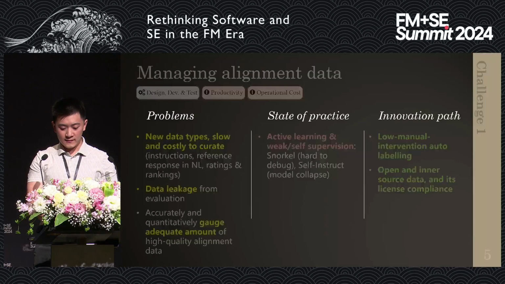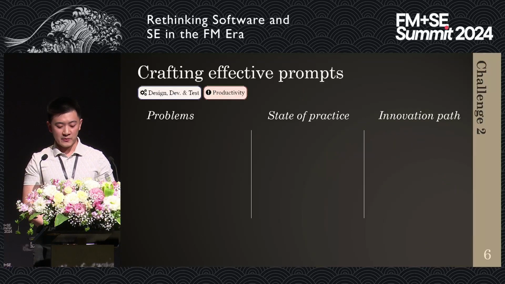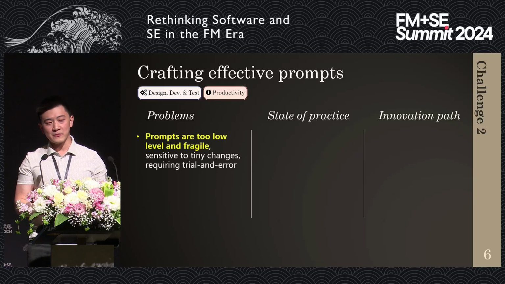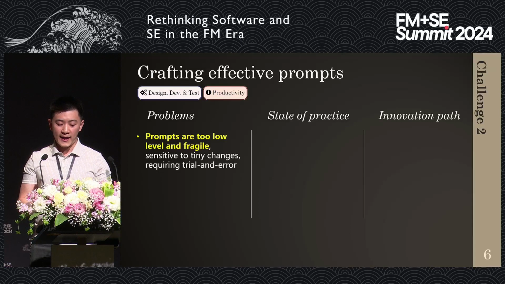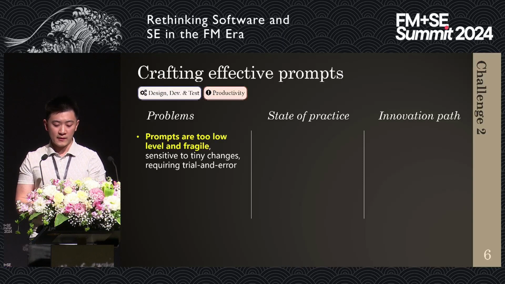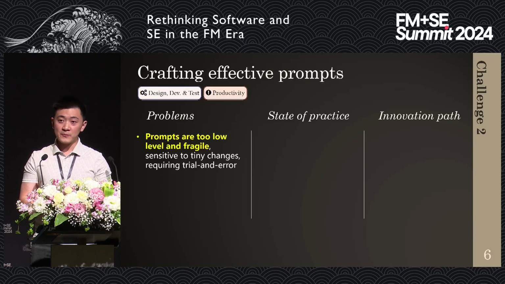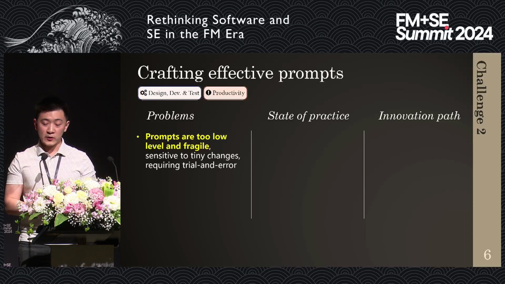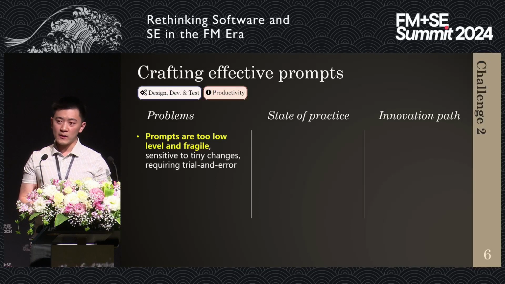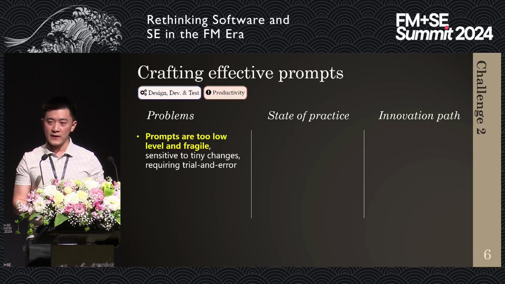The next challenge we are seeing is about crafting effective prompts. So what are the problems of developing prompts? We say there's a field called prompt engineering right now, but essentially it's still hacking, because prompts are too low level and too fragile. It's directly dealing with the inputs to the model at the lowest level, the token level, so it's also very sensitive to tiny changes. A lot of times, just phrasing a question slightly differently, or even changing one token, greatly impacts the outcome, causing people to constantly try trial and error to find the best way to prompt.